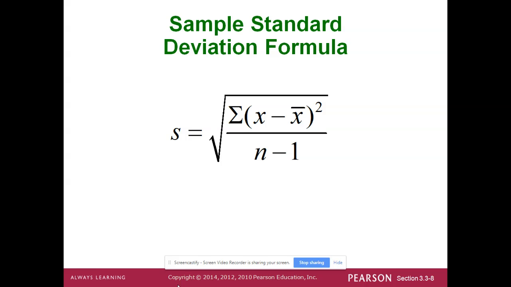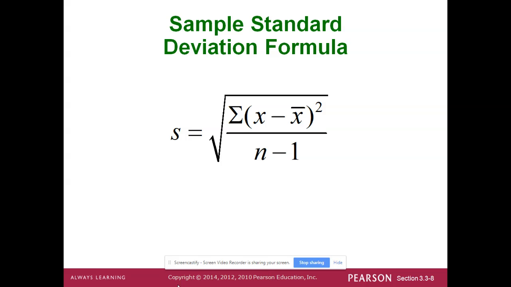The square root of the summation of each data point. So x here represents the data points, remember. x bar is the mean of the what? Sample. It's a sample mean. So each data point minus the mean, and then square that. And then you're going to add all those numbers up. And then you're dividing by n minus 1.